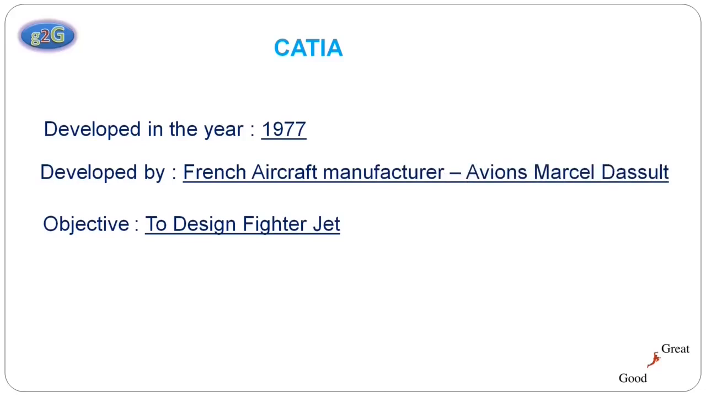Now, CATIA was developed in 1977, long back, by a French company in aircraft manufacturing, known as Avions Marcel Dassault. The objective of developing this software was to design a fighter jet. And now, CATIA is worldwide famous and it is used by thousands of industries to design thousands of different products.